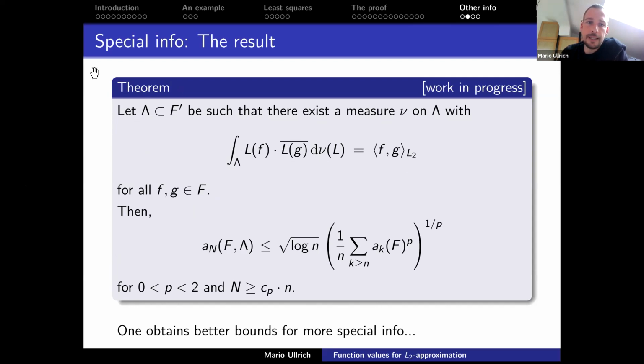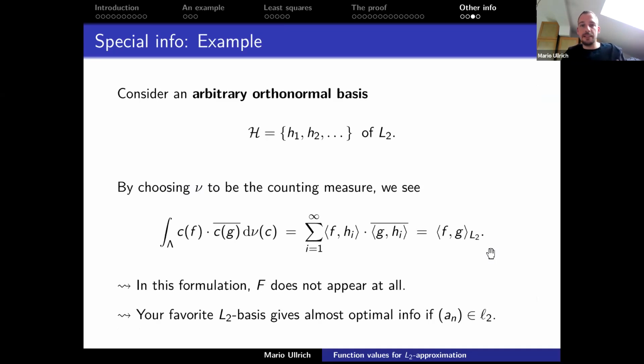And just to see how this implies, if you just think L of f is f of x, so L of f is a function value, then this is just definition. Really nothing happened here. That's exactly what we had. But you might also think on other classes of information. For example, take an arbitrary orthonormal basis, take your favorite one, the Haar system, or whatever you want, and our result shows that every orthonormal basis satisfies this. You just take the counting measure, and you see that this integral is just the sum, which is, since h_i is an orthonormal basis, just inner product, right?